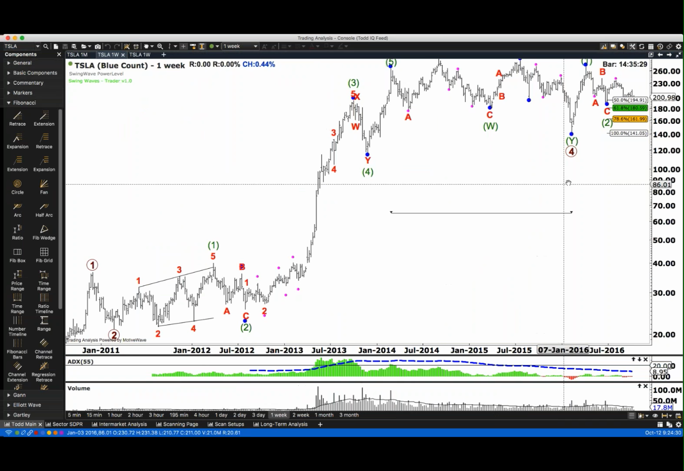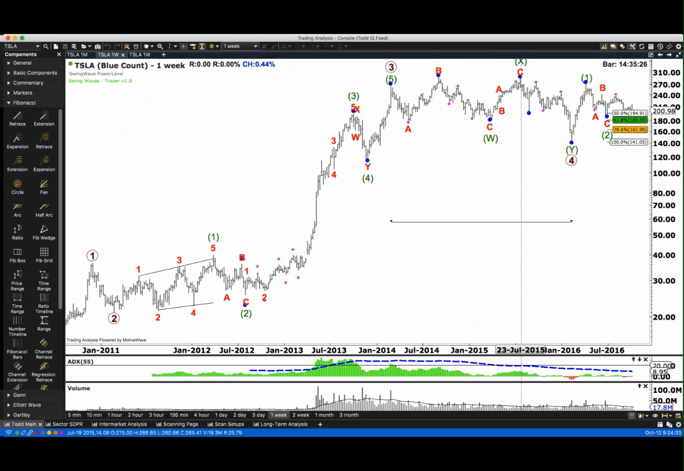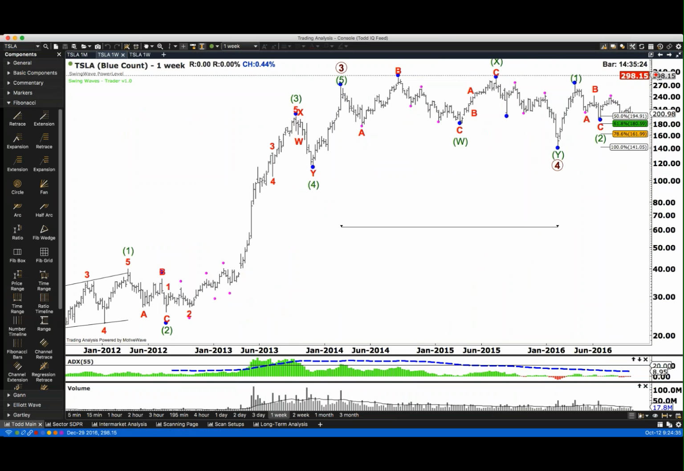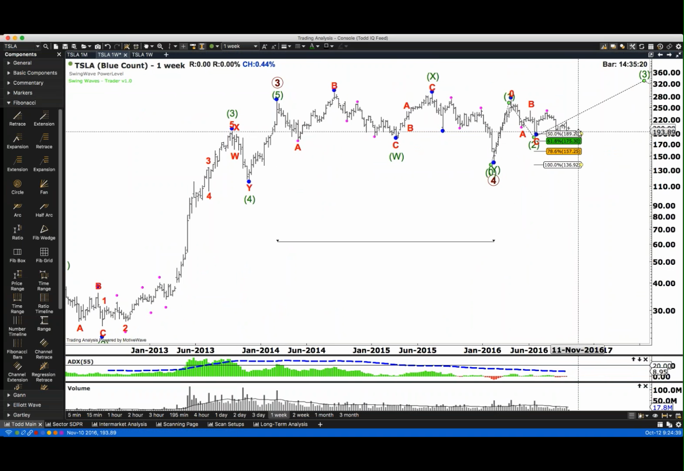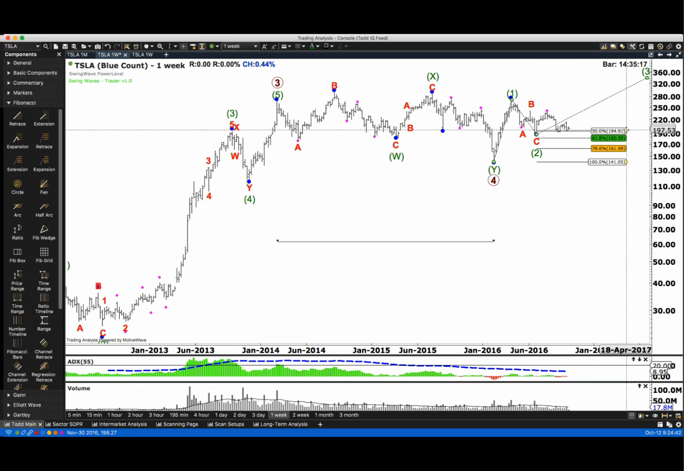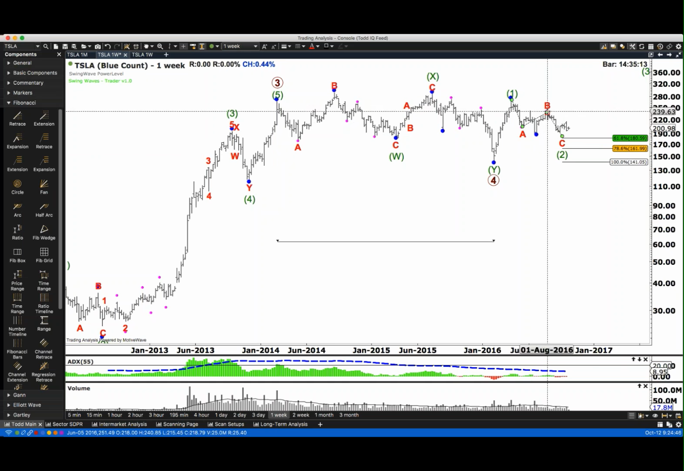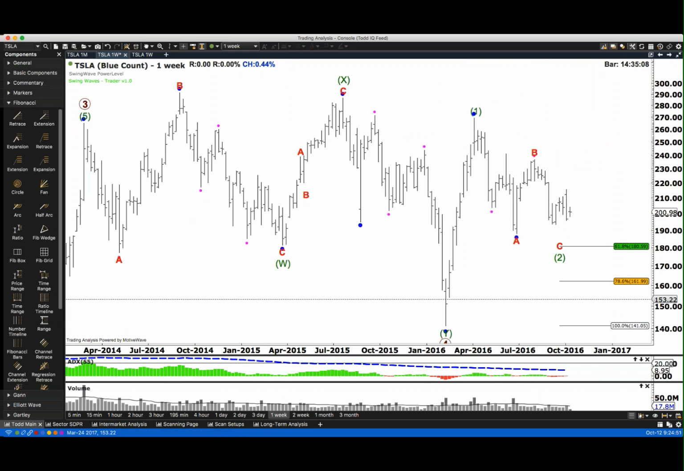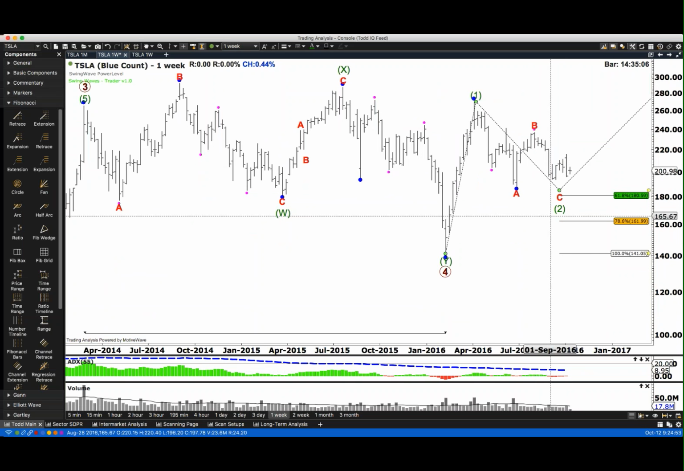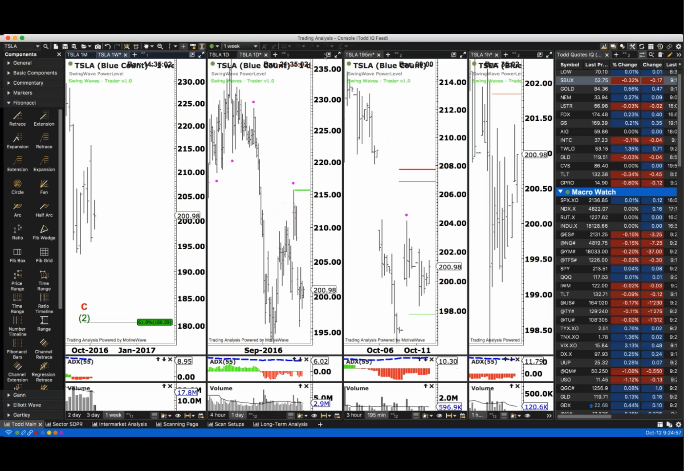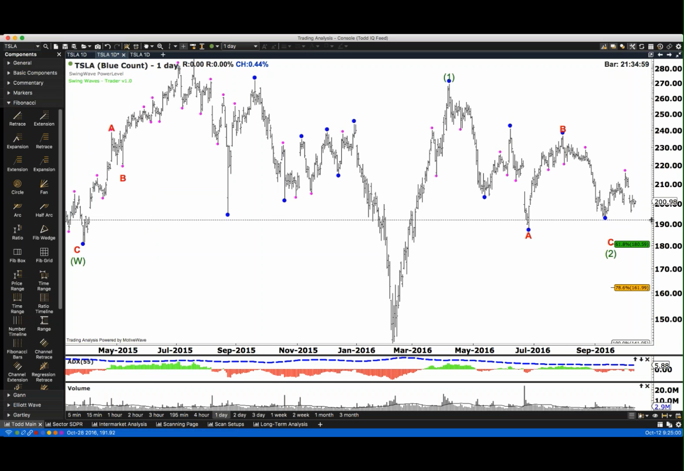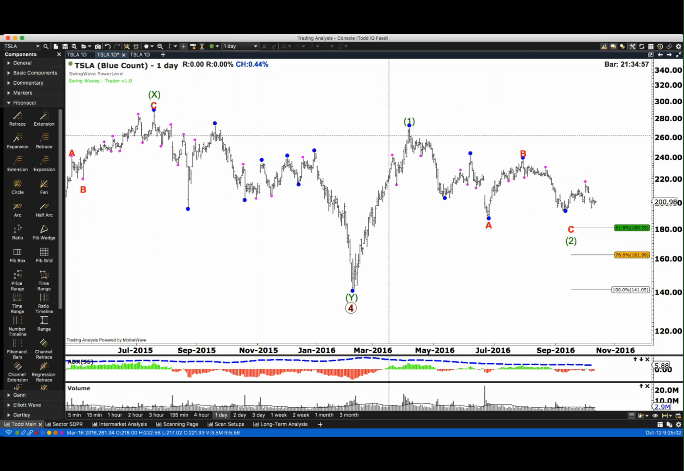Haven't been tracking Tesla. I don't like the way it's trading just because it's been so range bound for 2 years now. Up in the weekly, let me see here. Just nothing to do yet. It can resume the uptrend. It looks like 3 waves down. Let me get off the weekly, go down to a daily. Yeah, just nothing to do there yet.